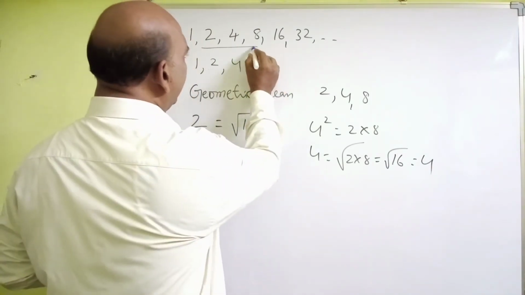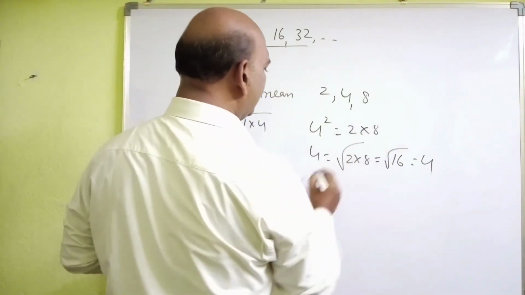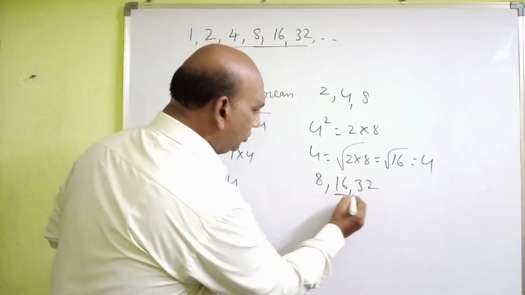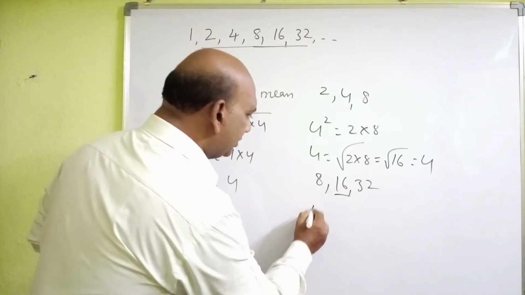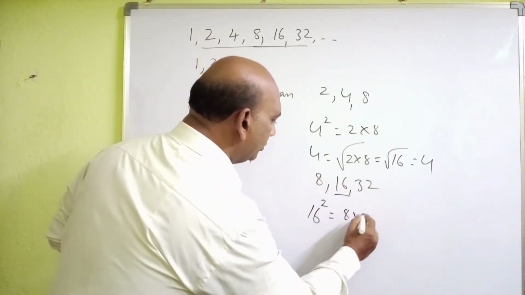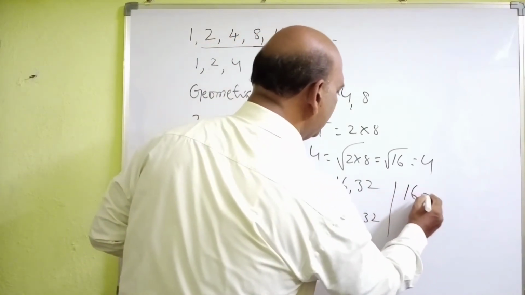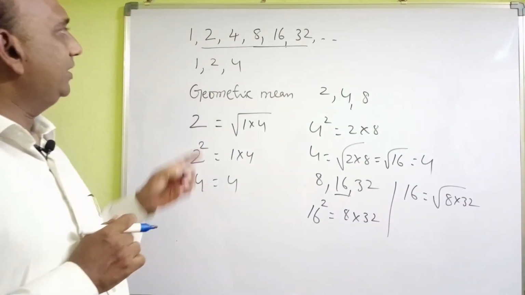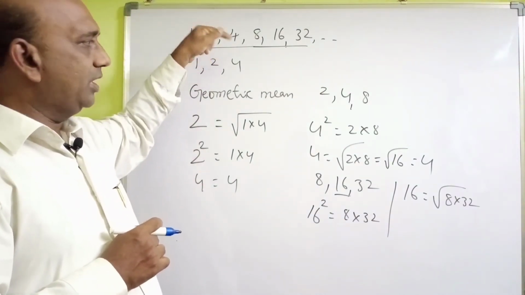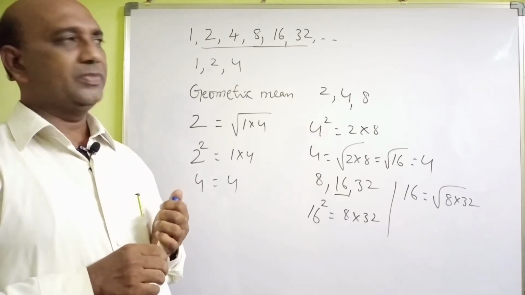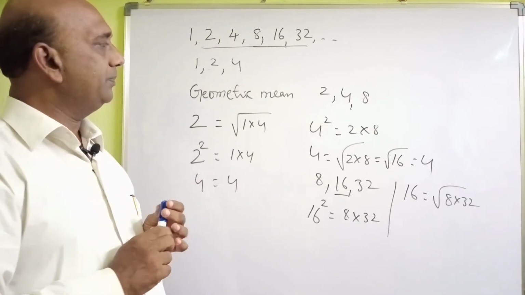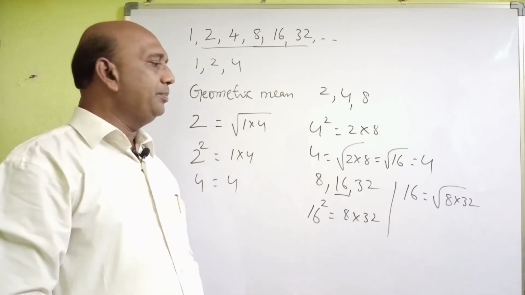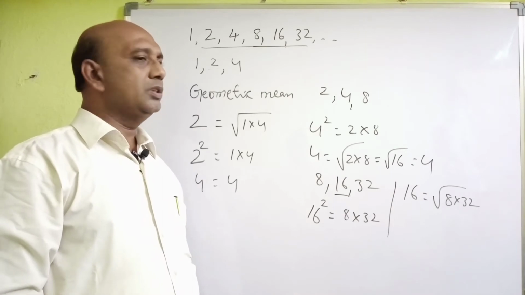Like that, if you take 8, 16 and 32, in these three numbers also, 16 is in the middle. So 16 square is equal to 8 into 32, or 16 is equal to square root of 8 into 32. Like that we will get the geometric mean. Generally we take this as: if a, b, c are in geometric progression, then b is the geometric mean and b is equal to root ac, or b square is equal to ac.